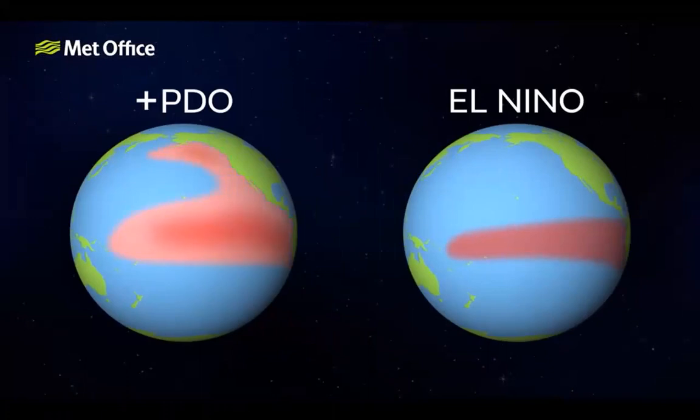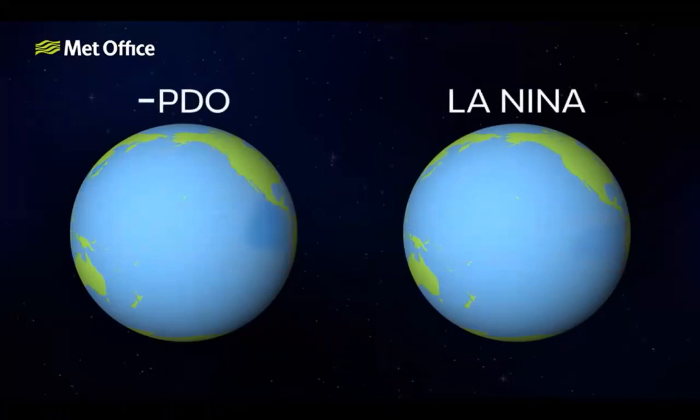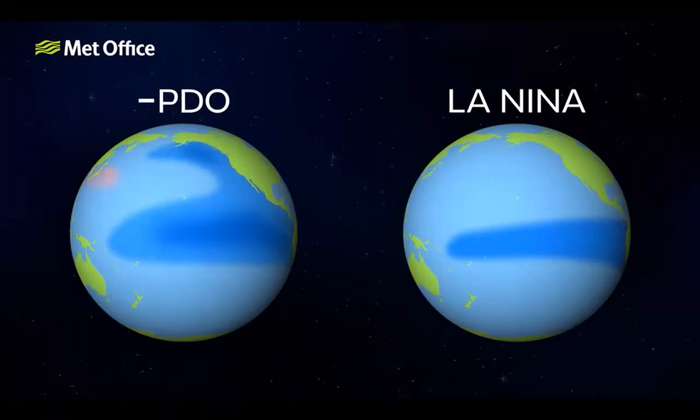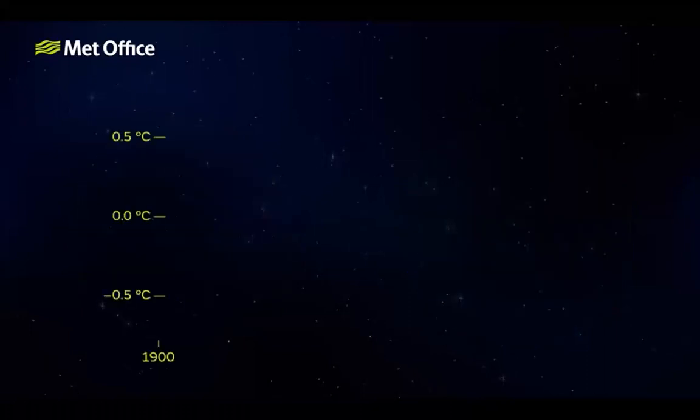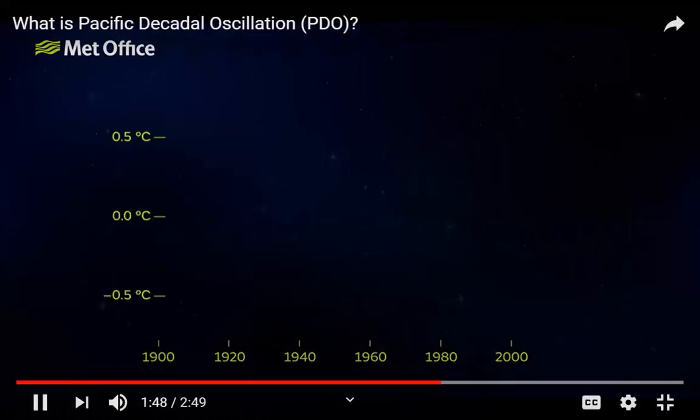However, the PDO extends much further northwards and is prominent along the western coast of North America. During a negative or cold phase of the PDO, sea surface temperature patterns are similar to a La Nina event, but again extend further northwards in the expected horseshoe pattern. And much like El Nino and La Nina, the PDO can influence weather events and global average temperatures.